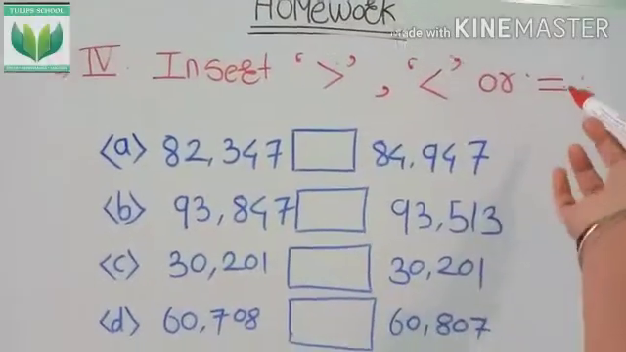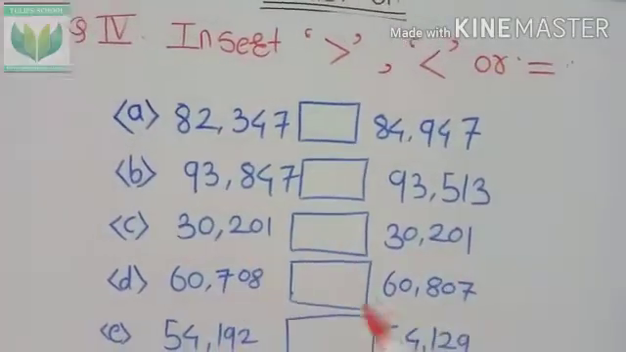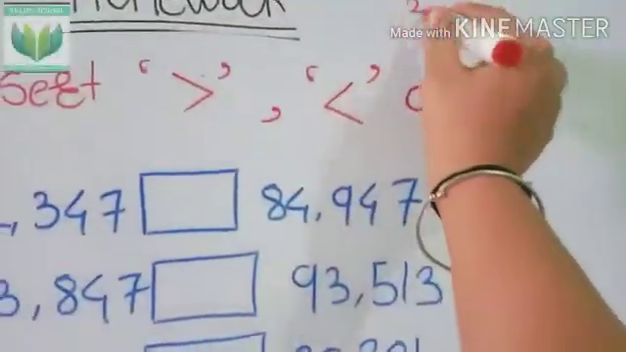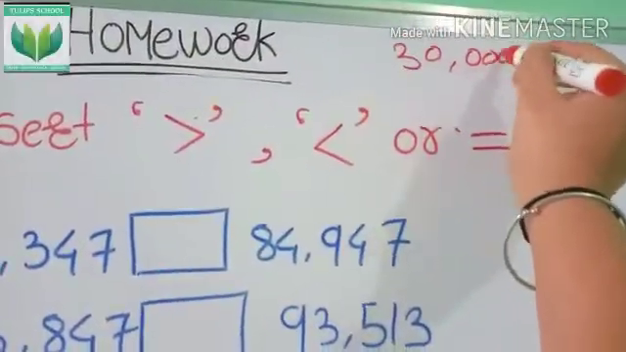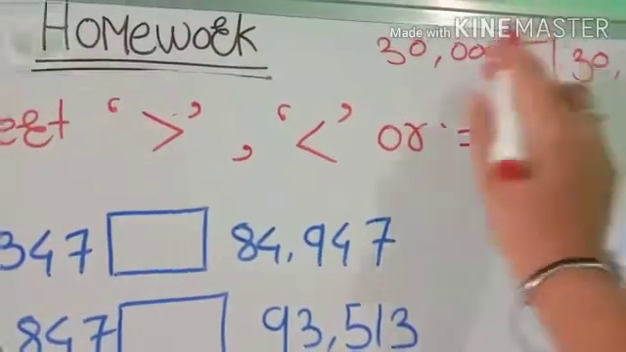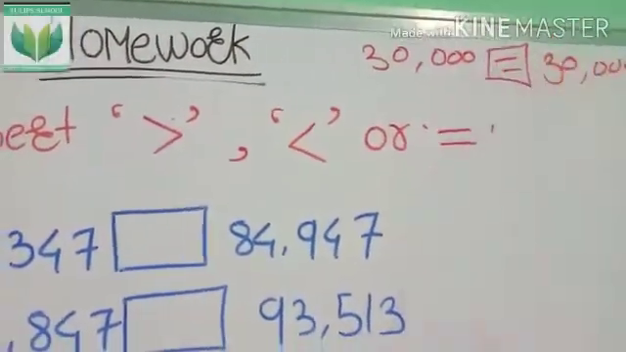Where do we have to use the equal to sign? When both sides of the number are the same. For example, 30,000 and 30,000. Both sides are the same number. We have to use the equal sign.